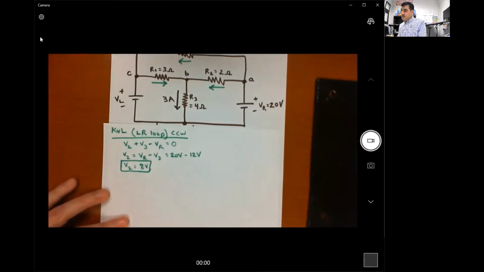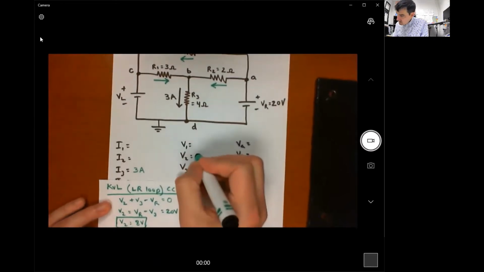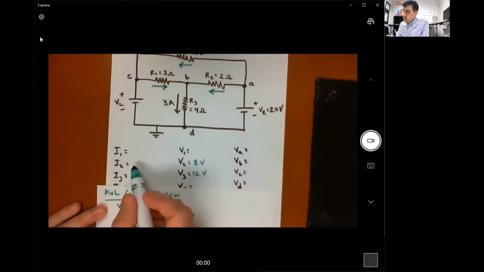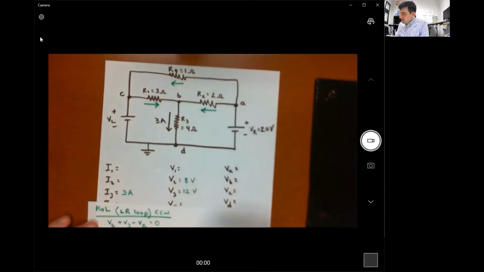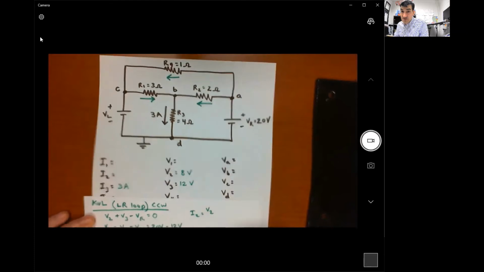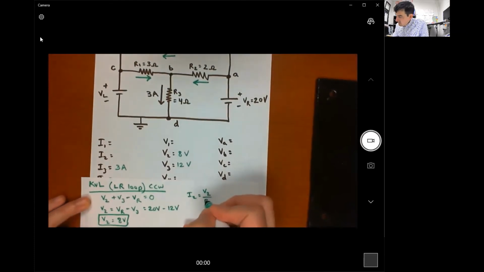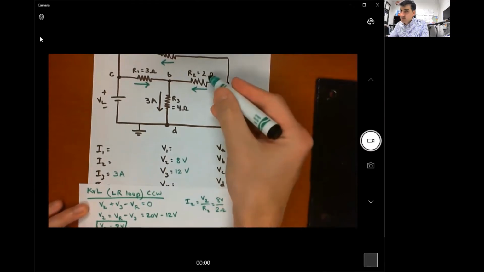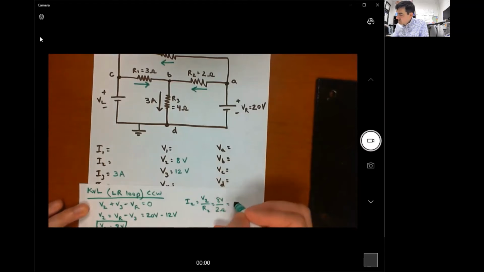All right, so I can write that down. V2 is 8 volts. And once I know that, I can find I2 because I know V2 and R2. So I can say I2 equals V2 divided by R2. V2 was 8 volts. R2 was 2 ohms. And 8 divided by 2 gives me 4. Volts divided by ohms gives me amps. So I2 is 4 amps.